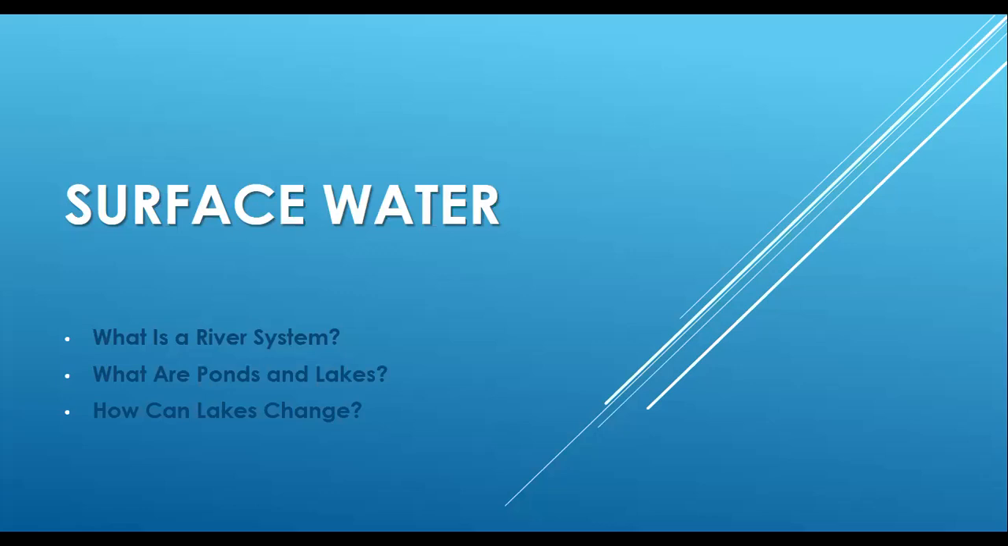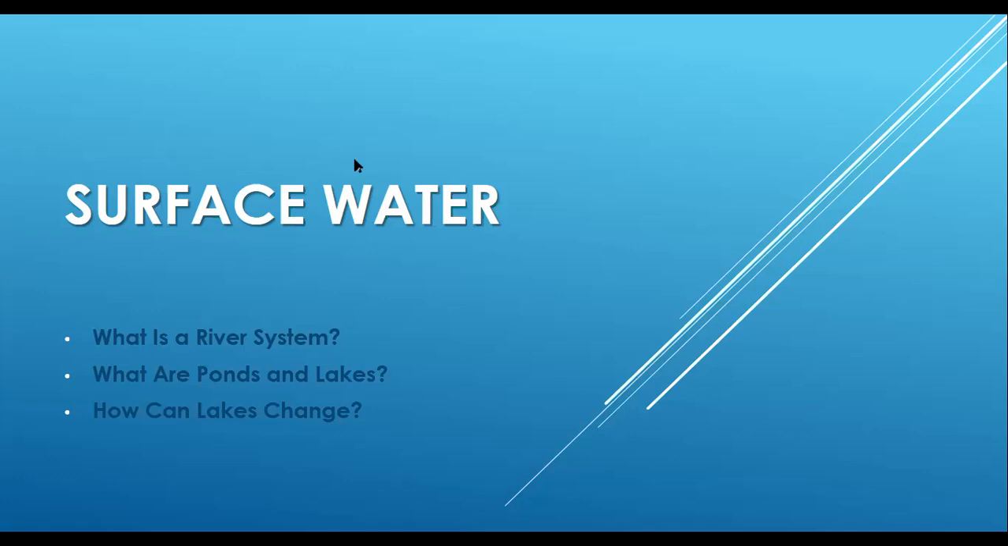Today we are going to talk about the surface water, and we will work on three axes. First, what is a river system; number two, what are ponds and lakes; and number three, how can lakes change. But for today we are going to work on two axes only: number one, what is a river system, and number two, what are ponds and lakes. So let's start from the beginning.